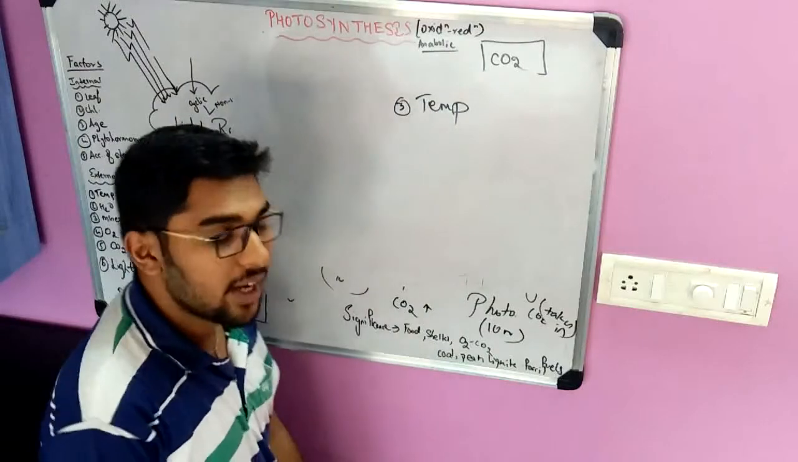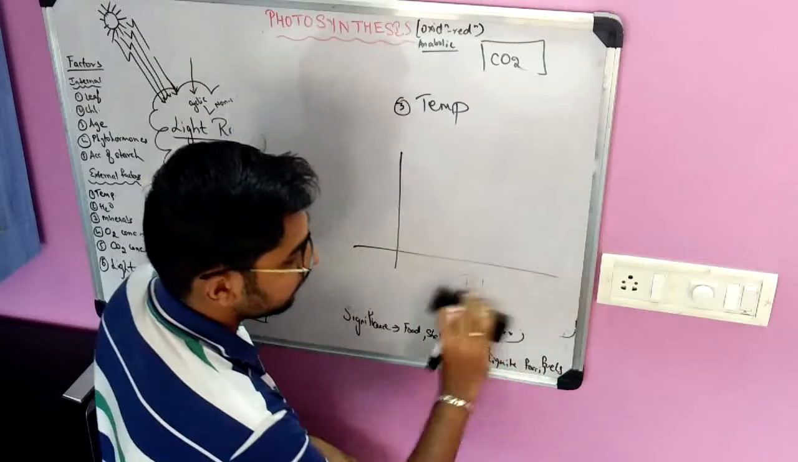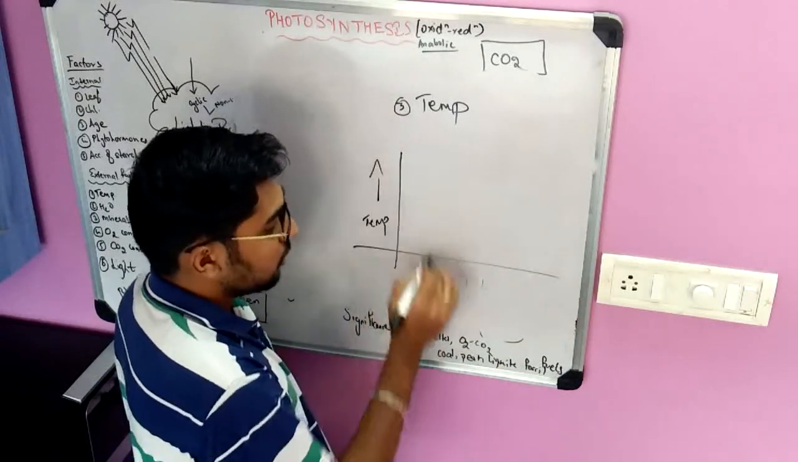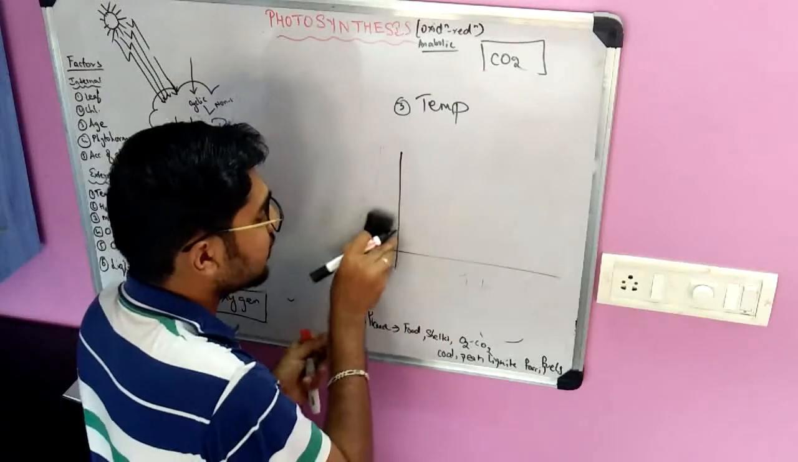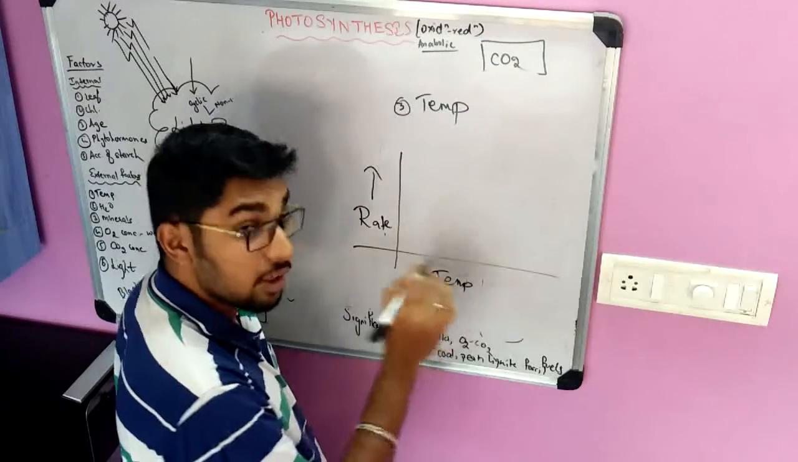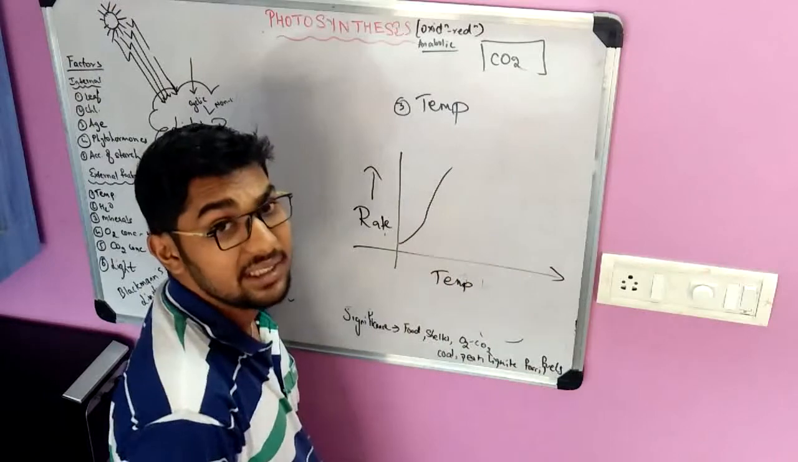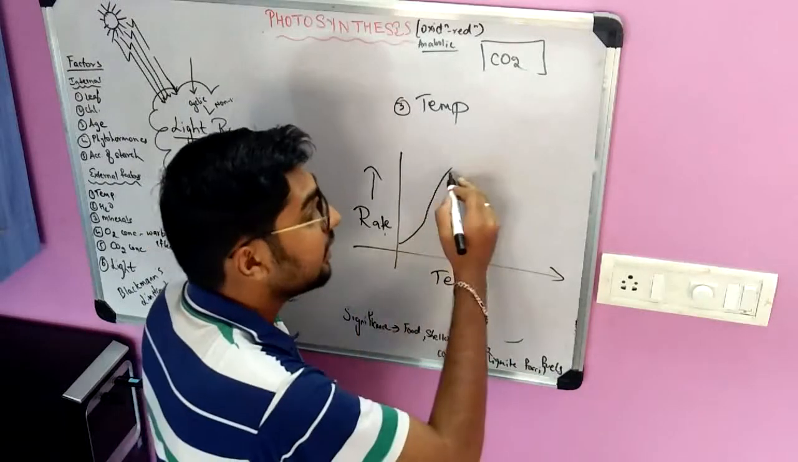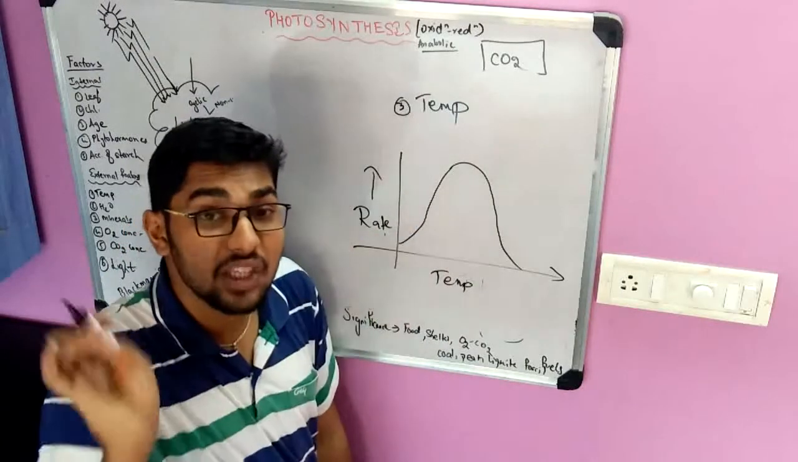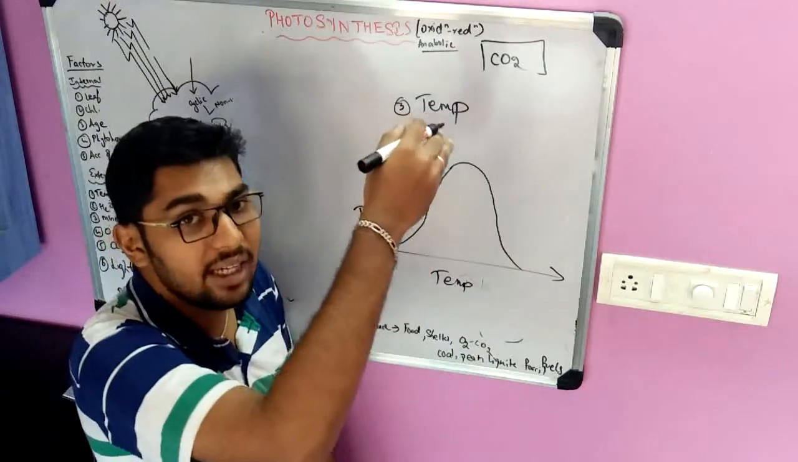Temperature is also required. When you plot a graph, as the temperature increases, the rate of photosynthesis also increases. This is the rate of photosynthesis, and this will be temperature. Further increasing the temperature declines the rate of photosynthesis. You will get a bell-shaped curve. So when the temperature is increasing, the photosynthesis will increase.